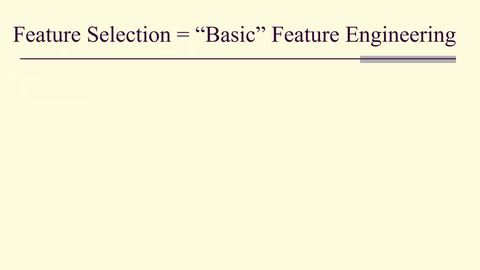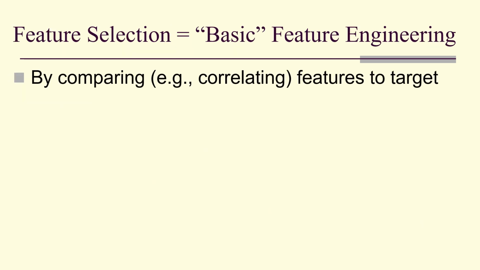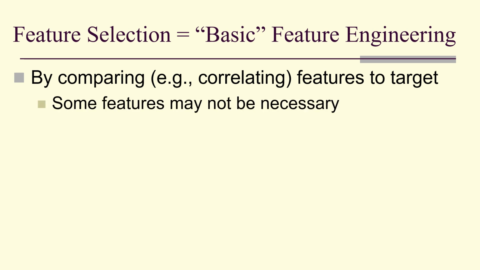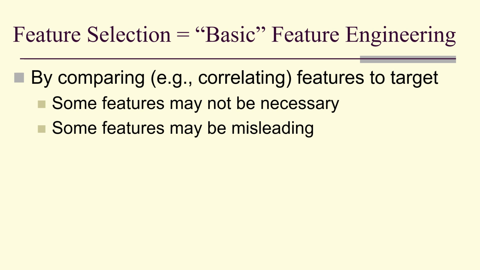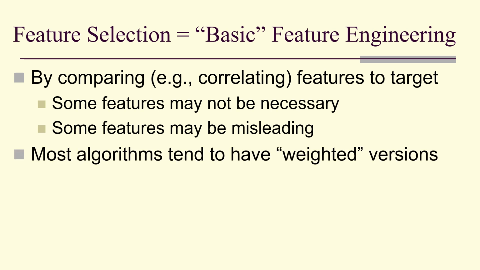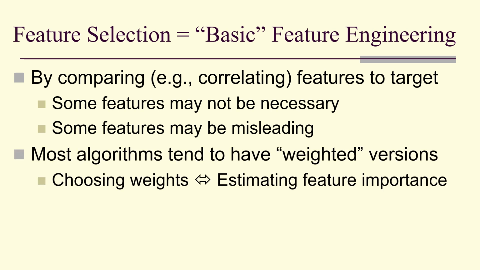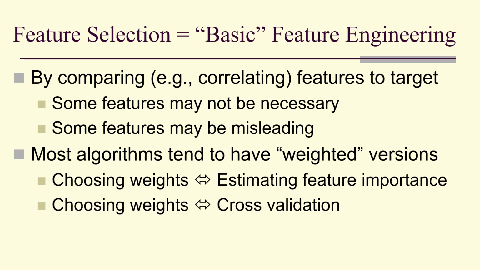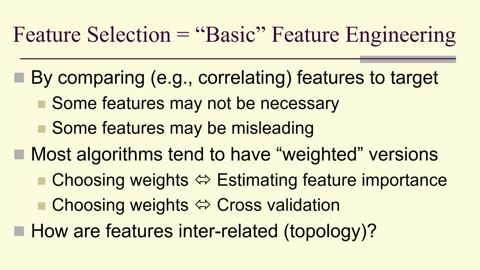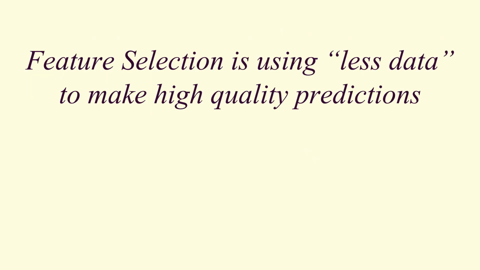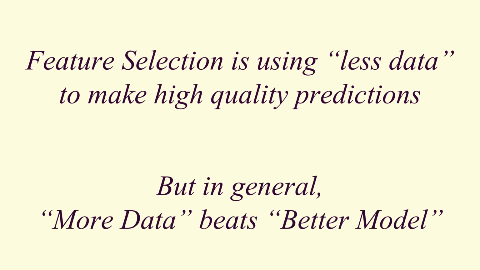So feature selection is basic feature engineering by comparing and correlating features to a target. Some features may not be necessary, some features may be misleading. Most algorithms also tend to have weighted versions. How do we choose the weights? Well, we estimate feature importance. Choosing weights also means we use cross-validation. How are the features interrelated? What's their topology? But feature selection is using less data to make high-quality predictions.